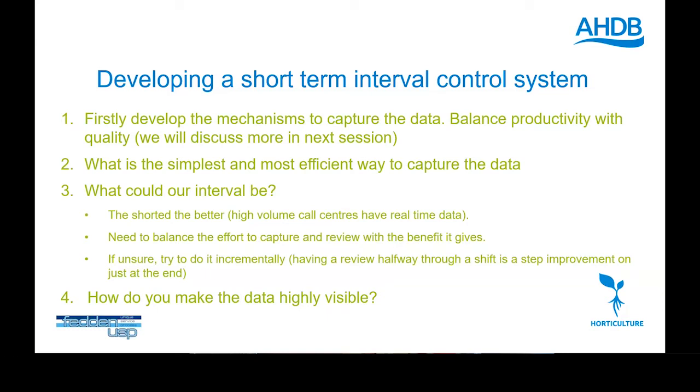Think about what your interval could be. I've already said this, the shorter the better. I presume in some pack houses you might even have real-time data showing you how much is coming off the line every minute of the day. Things like call centers have real-time data of how many calls they've done, etc. I don't think you need that amount of accuracy. You just need to think about the right intervals and balance the effort to capture with the benefits of doing a review. So for those intervals, think about how much effort it is to do the review compared to the benefit you're likely to get from it.